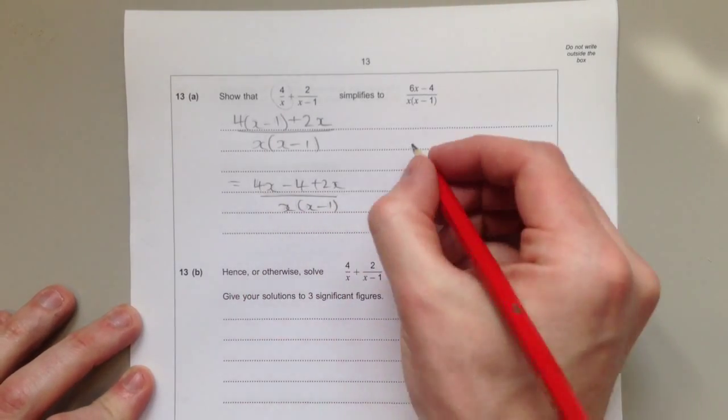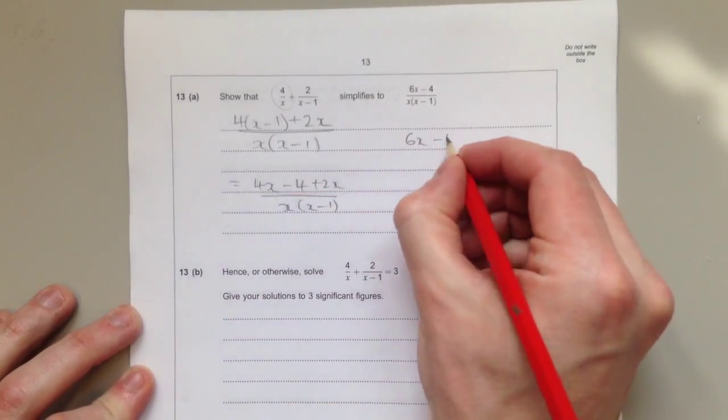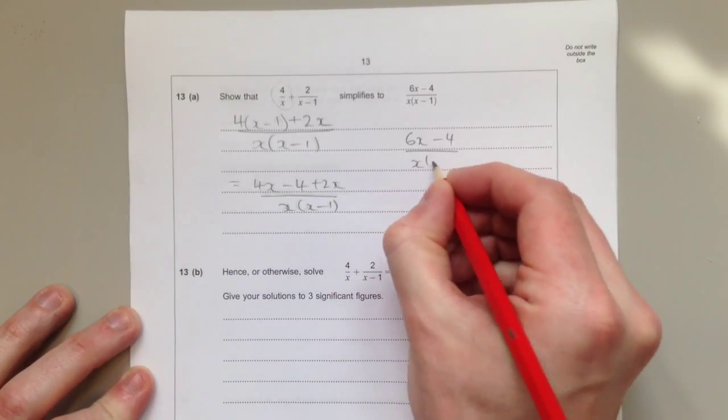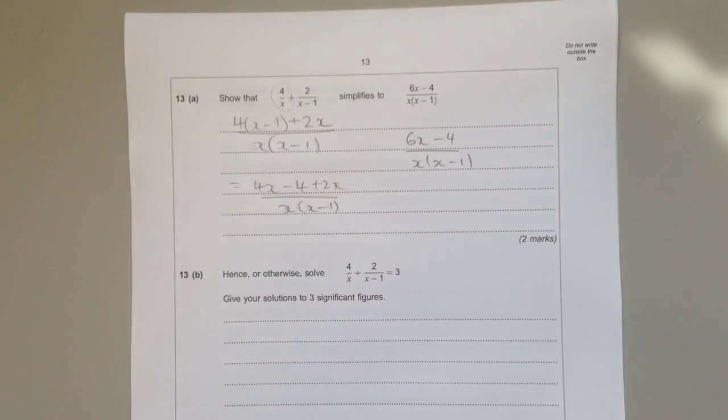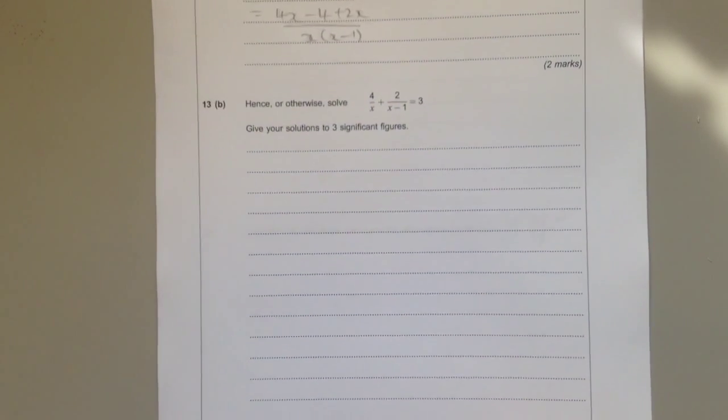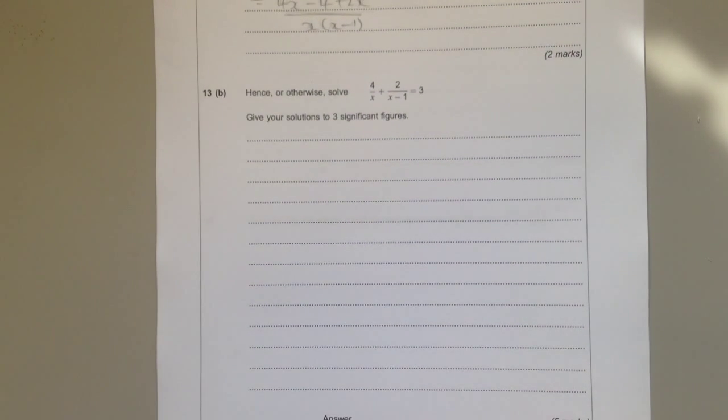And 4x plus 2x is 6x. Nothing to collect with the minus 4. And we've got the required result. Part B, hence or otherwise solve that equation.